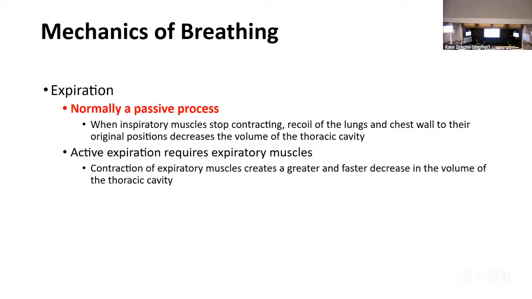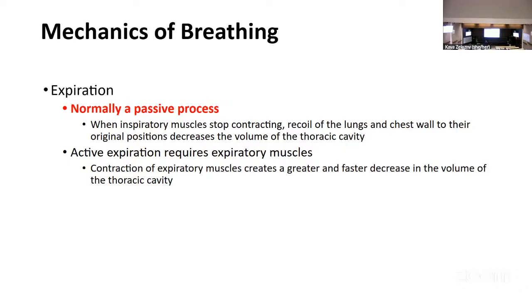Same thing with the external intercostals, right? If they're not pulling the ribs up and out, the chest just kind of folds in a little bit. So our chest wall recoils, our lungs recoil, decreasing the volume of the thoracic cavity, pushing air out, unless you want to really forcefully breathe out, right?